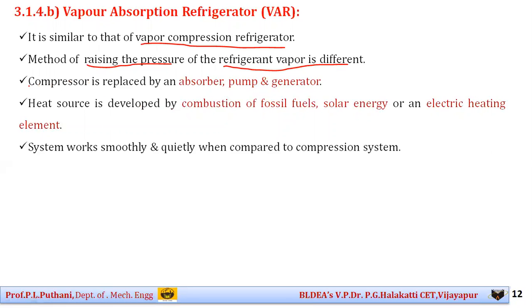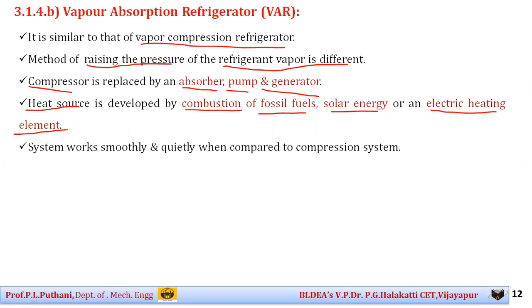Here we don't have a compressor, but the compressor is replaced by other devices: an absorber, a pump and a generator. So the function of the compressor is done by these three parts. Here the vapor is absorbed. For the formation of vapor, a heat source is used, and this heat source can be developed by the combustion of fossil fuels, or you can prefer solar energy, or even an electric heating element.